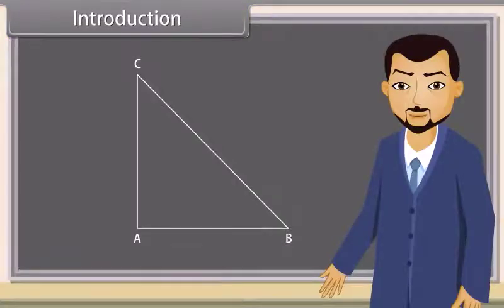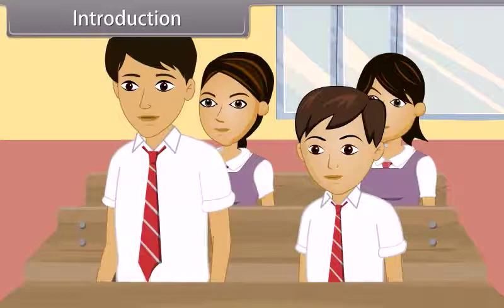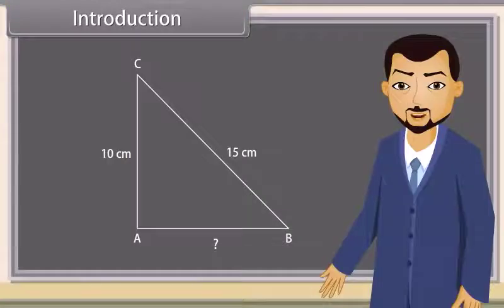Correct. Now, if one side of this triangle is 10 cm, second side is 15 cm, then can you tell the length of the third side? Yes, we can find the length of the third side using Pythagoras' theorem. So, what is Pythagoras' theorem? Today, we will learn about Pythagoras' theorem. Come, let's start.